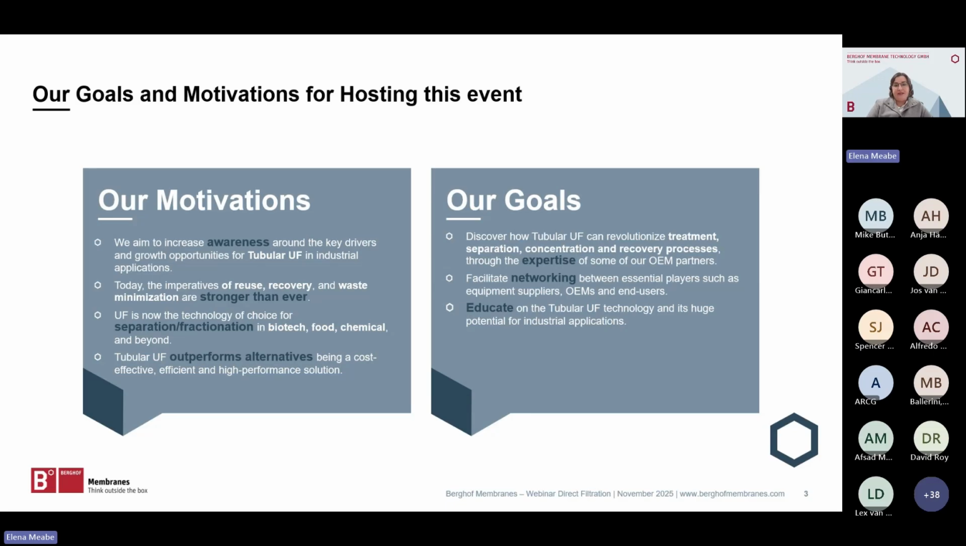Then, what are our main goals today? Well, first, present tubular UF technology for treatment, separation, concentration, and recovery processes through the expertise of some of our OEM partners. We also want to create networking opportunities among the key industry players and, of course, increase awareness and educate on tubular UF technology and its huge potential for industrial applications.